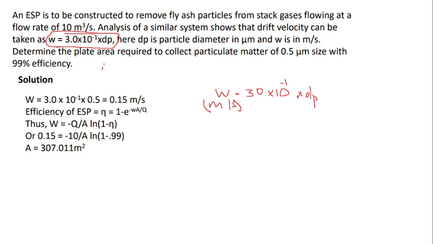Determine the plate area. So again the question here is to calculate the collector plate area required to collect the particulate matter of 0.5 micron size with 99% efficiency. So efficiency is given and W is given. You have to multiply it with the diameter of the particle. Substitute the 0.5 here, okay, to calculate W. And then flow rate is also given. So this is Q.